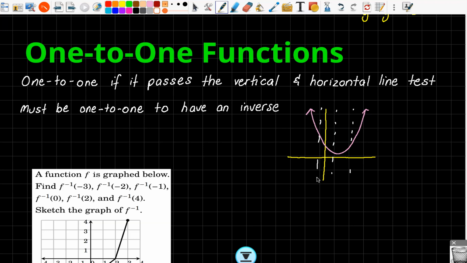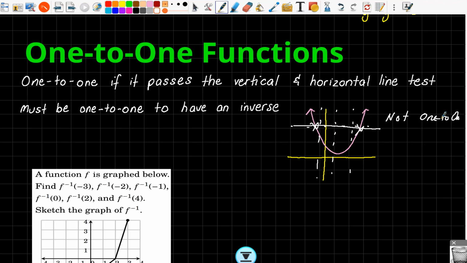But for a function to be a one-to-one function, not only does it have to pass the vertical test, but it also has to pass the horizontal. And so you can see really quickly, if I drew a horizontal line, well, it's got more than one solution. So this is not one-to-one. Basically, your good old linear functions would be one-to-one.